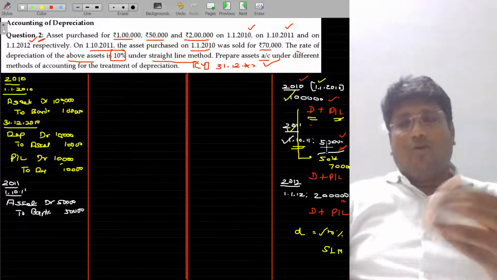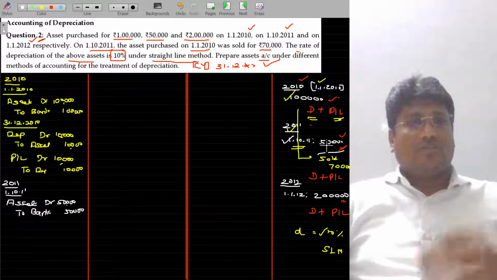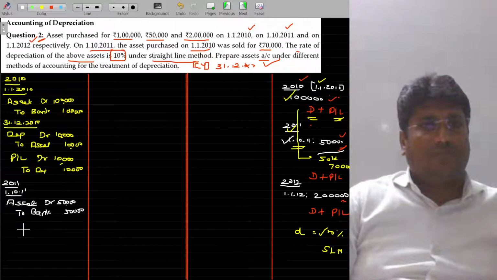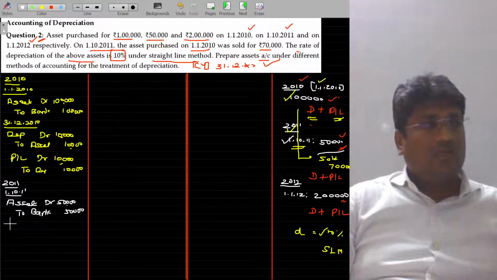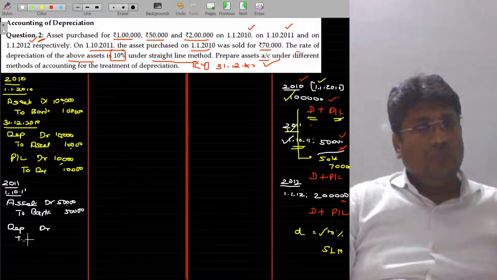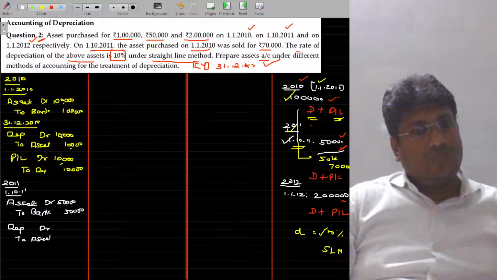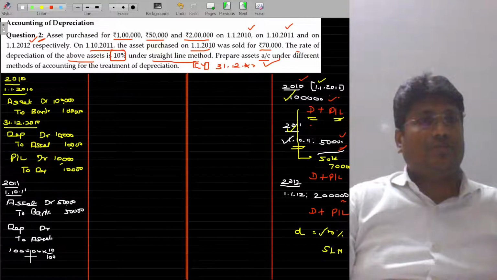Now compare with the amount realized. Then it may be either your profit or loss. That's how you can pass the entry. So I am going to pass the entry for the sale. Now, for the sold asset, I have to provide the depreciation as on the date of sale. Depreciation account debit to asset. What's the value? 1 lakh is the original value. For that, I'm going to provide the depreciation under the straight line method of depreciation, 10%.